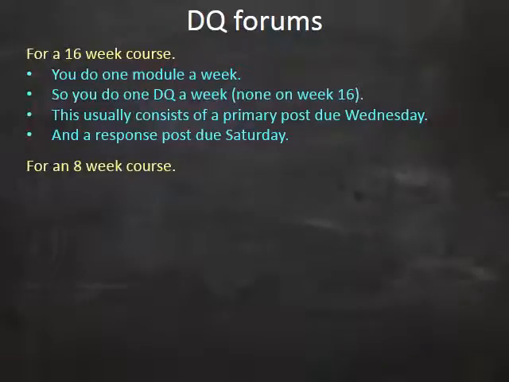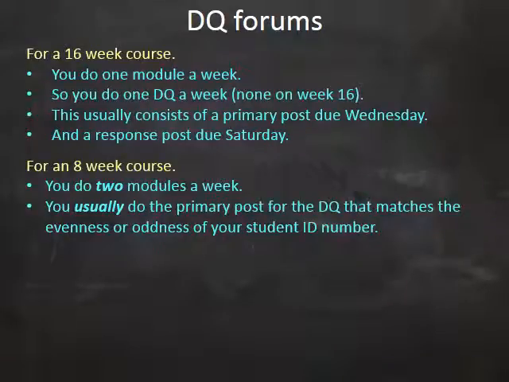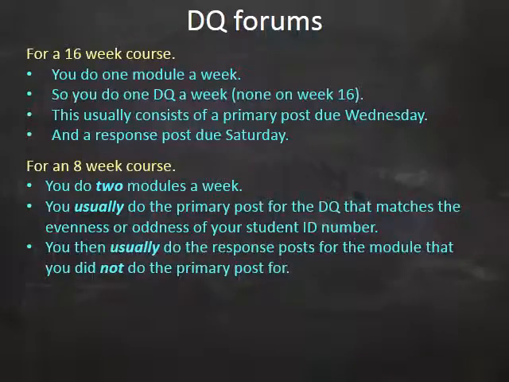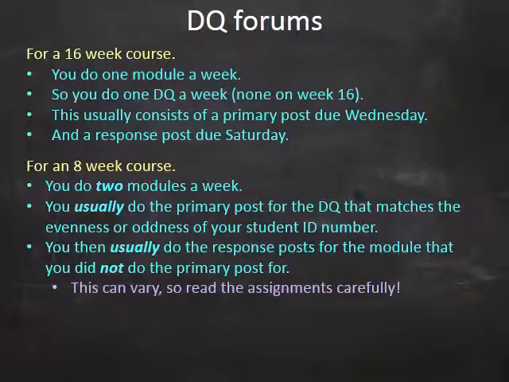If you're in an 8-week course, you do 2 modules a week. You usually do the primary post with the DQ that matches the evenness or the oddness of your student ID number. You then usually do the response post for the module that you did not do the primary post for. This can vary, so read the assignments carefully.